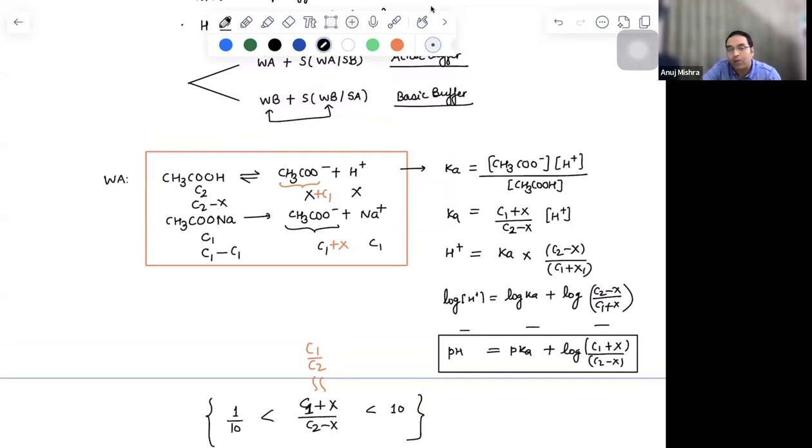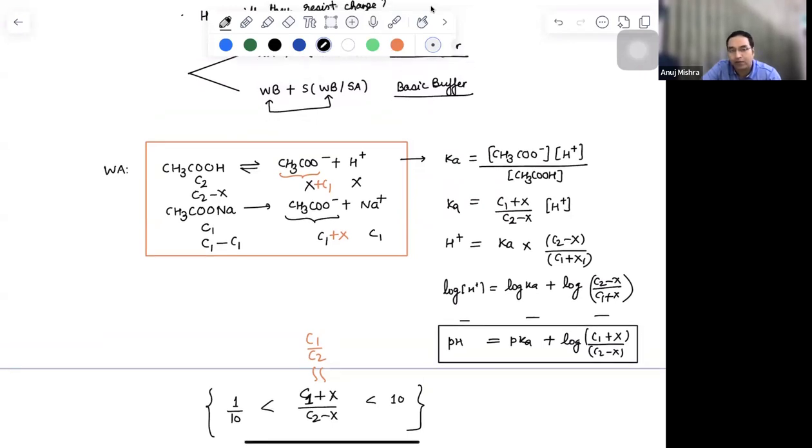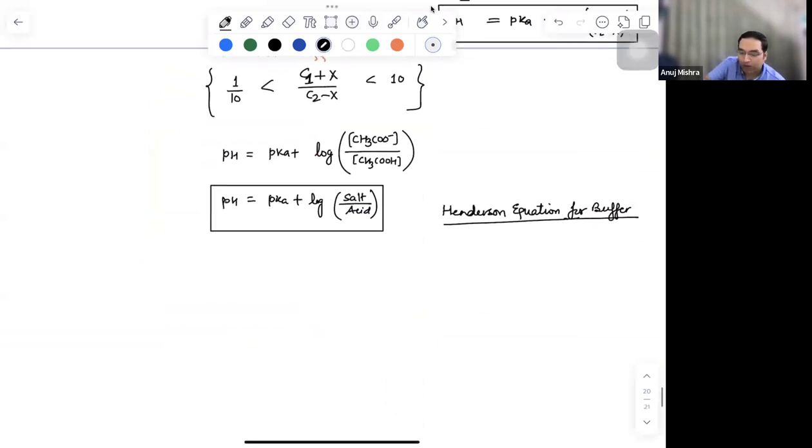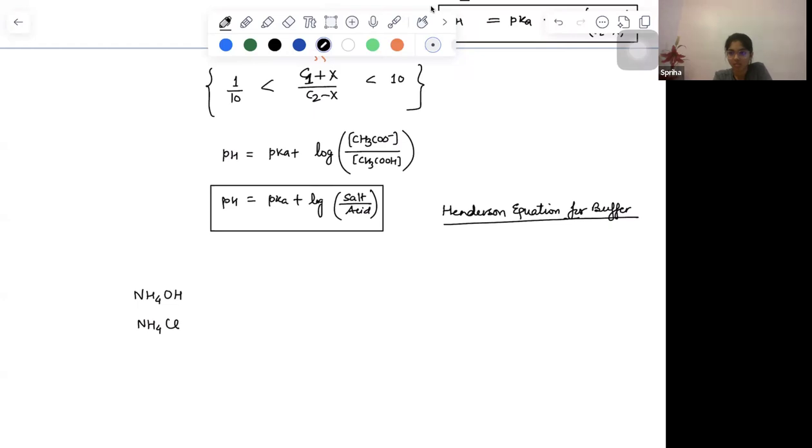So for a weak base, you can take ammonium hydroxide, which is a weak base, with a strong acid salt like ammonium chloride, let's say. So you can take the NH4OH with NH4Cl combination. That's a weak base with the salt of a strong acid along with the weak base. Yes or no? Yes, sir. So this is the salt of weak base and strong acid kept along with the weak base.